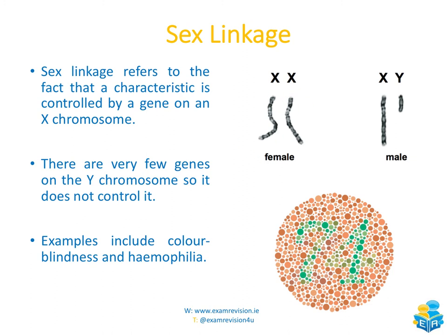So we have three X chromosomes here. We can see we've lots of genes. They're the dark bands going across. We've lots of genes on each individual one, so they control the characteristic that's passed. The Y has very few genes, so that doesn't control it.